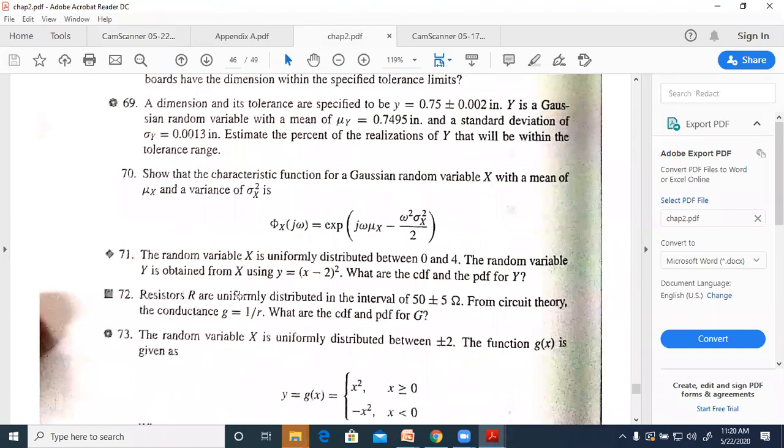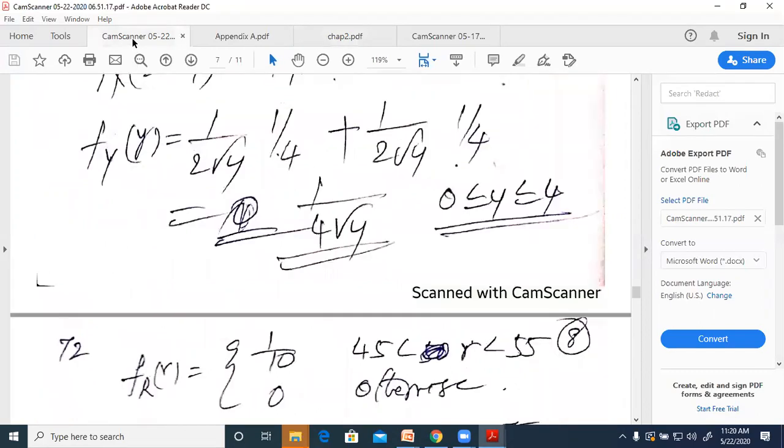72: Resistor R is uniformly distributed in the interval 50 plus or minus 5 ohms. From the circuit theory, the conductance G is equal to 1 by R. What are the CDF and the PDF for G? So if G is equal to 1 by R, then R will be equal to 1 by G. That becomes the inverse. So using that, and seeing that we have the range of values of resistor to be 50 plus or minus 5 ohms, that is 45 to 55 ohms, we can try to solve that example.